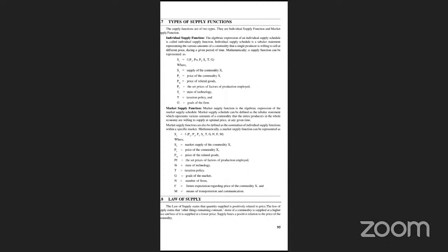And the market supply function includes the price of the commodity, related products, state of technology, taxation, goal. Other than this, because a market supply function consists of a market where there may be more players, companies offering the same kind of products, right? So here we have N, which is the number of firms, F as future expectations, and M as means of transportation and communication, right? Then we have the next concept as the law of supply.